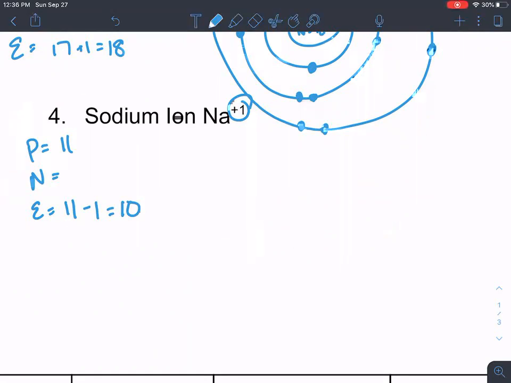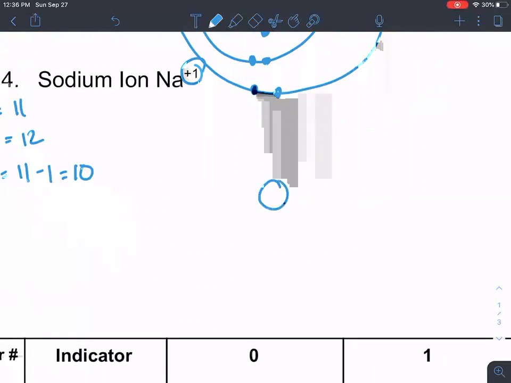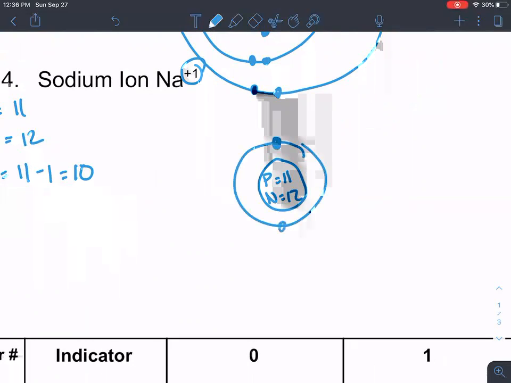Then if we look at our nucleus and our atomic mass, our mass number here is 22.99, or 23 if we round it. 23 minus 11 to get us our neutrons is going to be 12. When we make our nucleus, we have our 11 protons and our 12 neutrons. We're going to make our orbital. Our first orbital gets 2 electrons. Our second orbital gets 8 electrons.